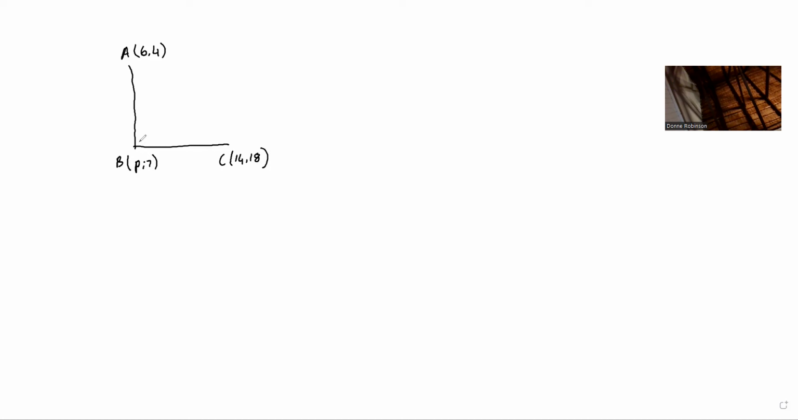So we know that these 2 lines are perpendicular, meaning that the gradient of AB multiplied by the gradient of BC should give you -1. And we can work it out that way. So the gradient of AB will be the change in y, meaning 4 minus 7, divided by the change in x, 6 minus p, multiplied by the gradient of BC, which is the change in y, 18 minus 7, divided by the change in x, which is 14 minus p. And this should be equal to -1.